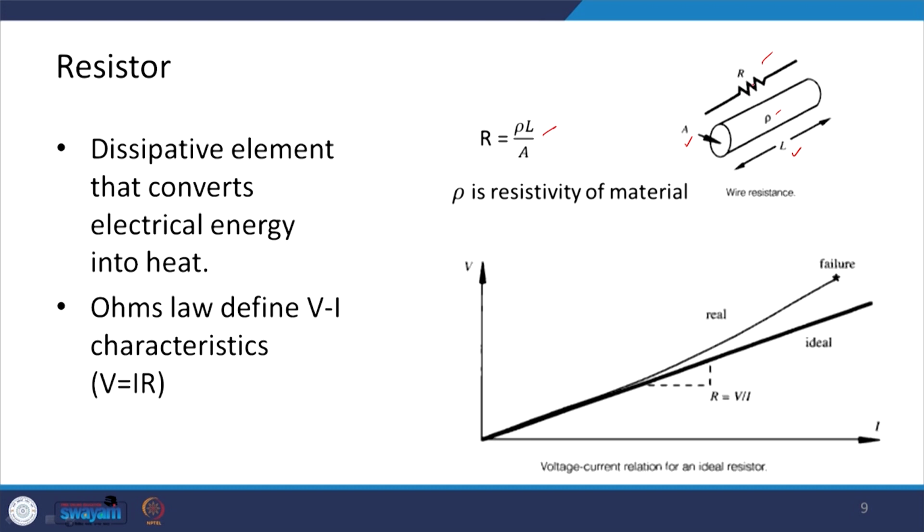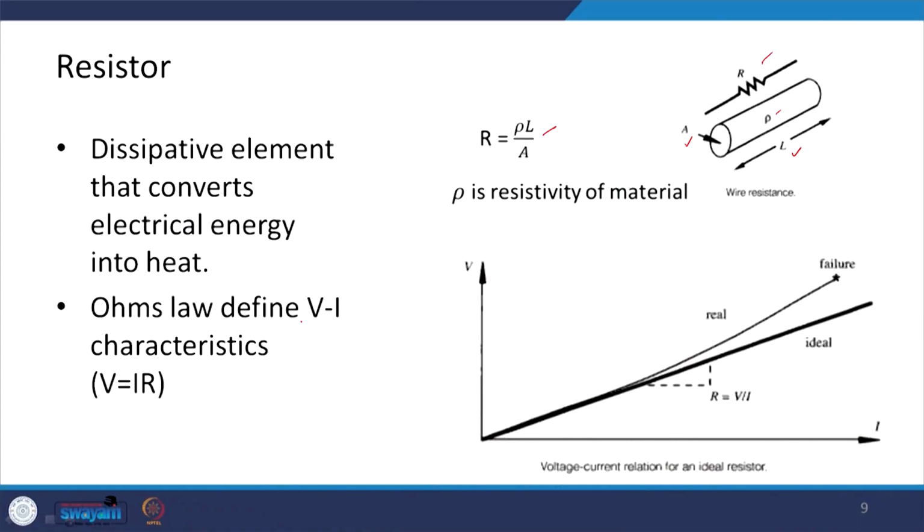Do not confuse this type of notation with the spring notation which we will be talking about later. And so, Ohm's law defines the VI characteristic, voltage and current characteristic, of a resistor, and we are all very familiar with Ohm's law, which says that V is equal to I R. So, here is a plot which gives the voltage current relation for an ideal resistor. For the ideal one, we can see that V is equal to I R.